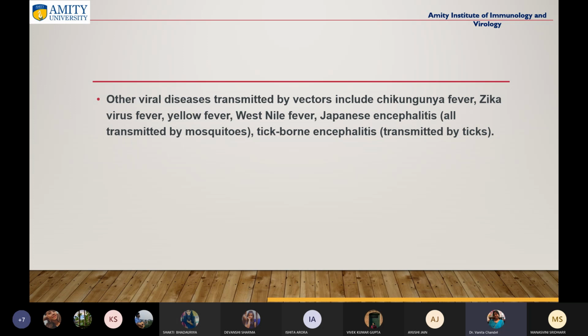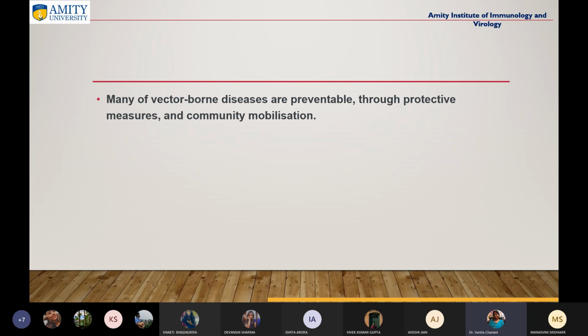Another is chikungunya. Again, it's a viral disease, basically with fever, and red patches are found all over the body. Then Zika virus fever, yellow fever, West Nile fever, and Japanese encephalitis, right? They are all transmitted by mosquitoes. Then we have tick-borne encephalitis, which is transmitted by ticks, and Lyme disease. There are many diseases transmitted by ticks and by insects, which act as the vector. That's why proper sanitation and such practices are recommended for the prevention of these diseases.